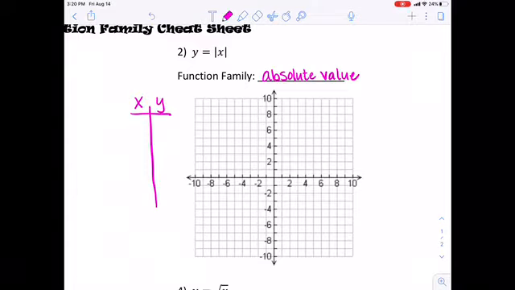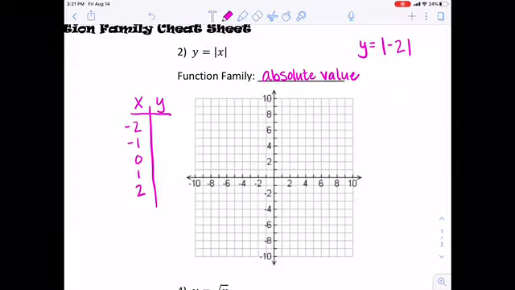And once again, I'm going to choose my favorite x values, which are -2, -1, 0, 1, and 2. Now, if I put -2 in for x, my equation will be y equals the absolute value of -2. Well, remember that absolute value means: what is the distance from 0? In other words, how far from 0 is -2? Well, -2 is 2 places away from 0. And because this is a distance, it's going to be positive because distances are always positive.